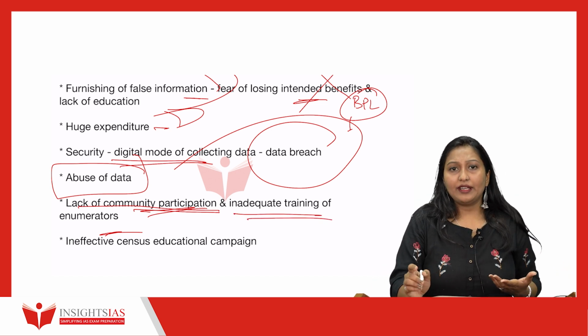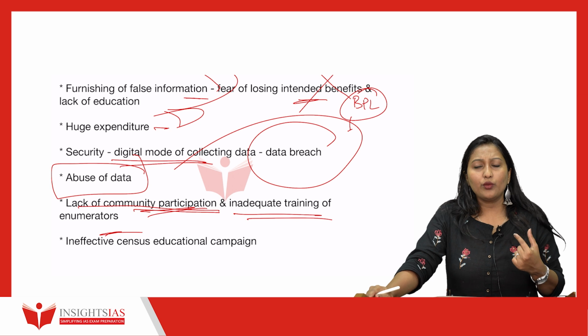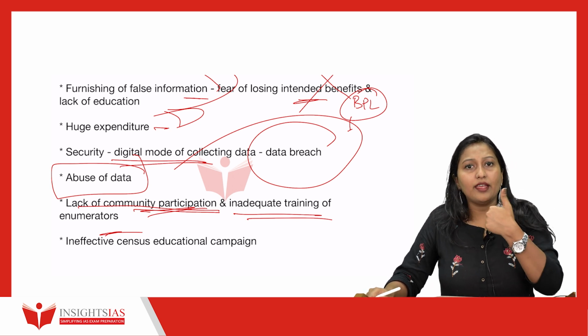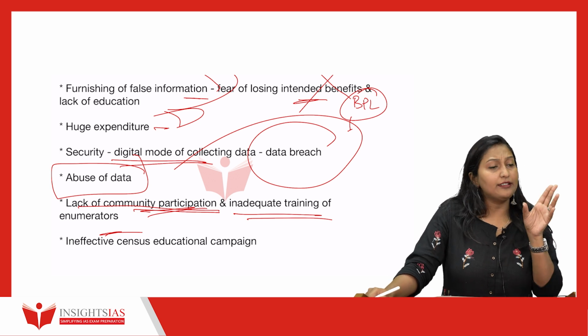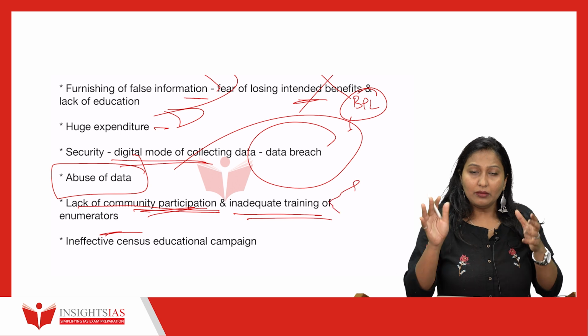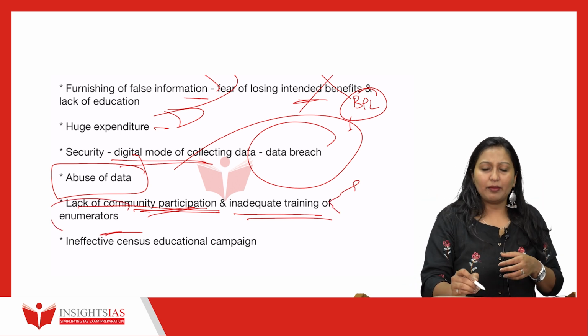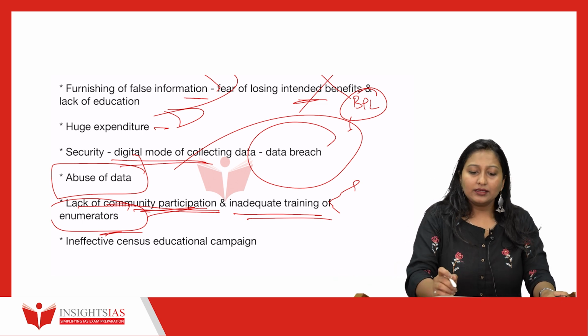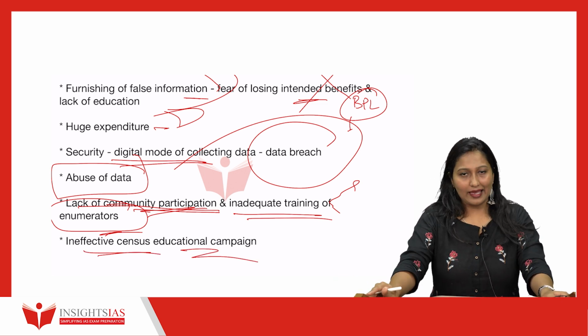And also inadequate training. India is diverse, so you cannot handle everyone in a similar way. You have to handle different communities of people differently. In order to handle them, you need to give them proper training. Enumerators are basically the people who go and collect the census data.